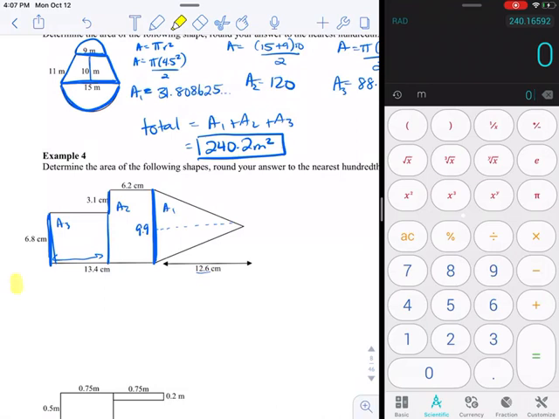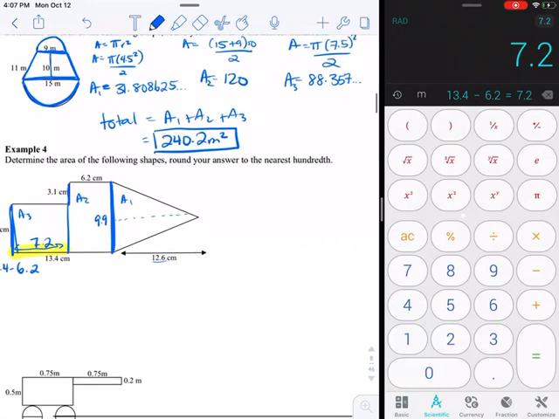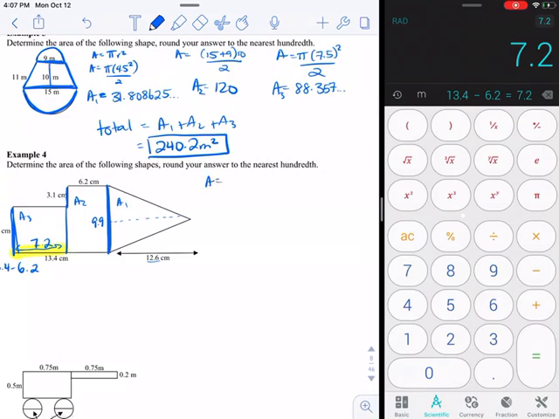So if we go 13.4 minus 6.2, looks like just this section here is 7.2. All right, so let's figure out area 1. It's a triangle. So we're doing base times height divided by 2. The base is actually 9.9. So 9.9 times 12.6 divided by 2.